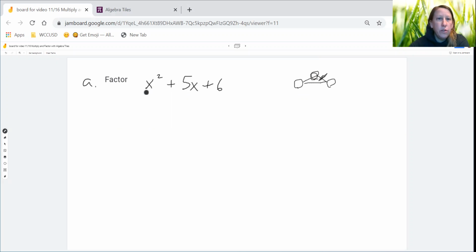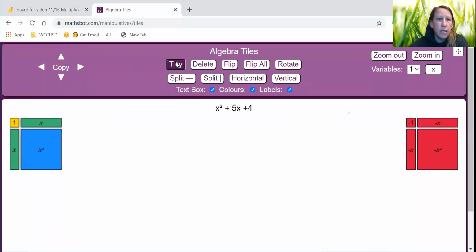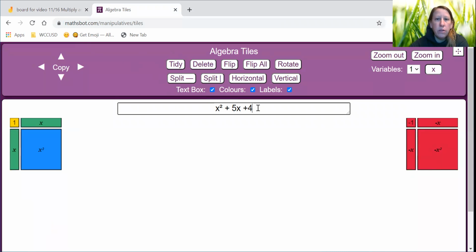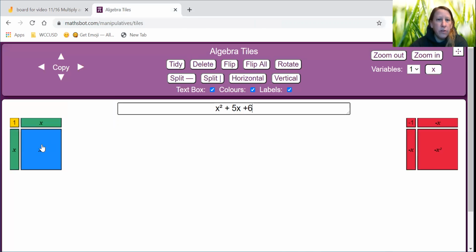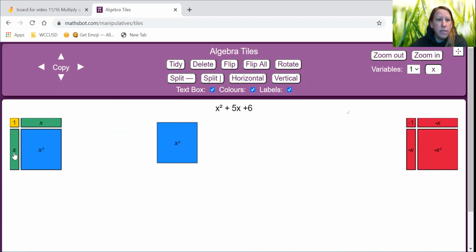And we're going to factor this. So in order to factor, we're going to first build what this looks like. So I'm going to go to my algebra tiles and I'm going to build x squared plus 5x plus 6. And I'm going to go get those pieces. I'm going to get an x squared piece. I'm going to get 5x pieces, and I'm going to use the copy tool.